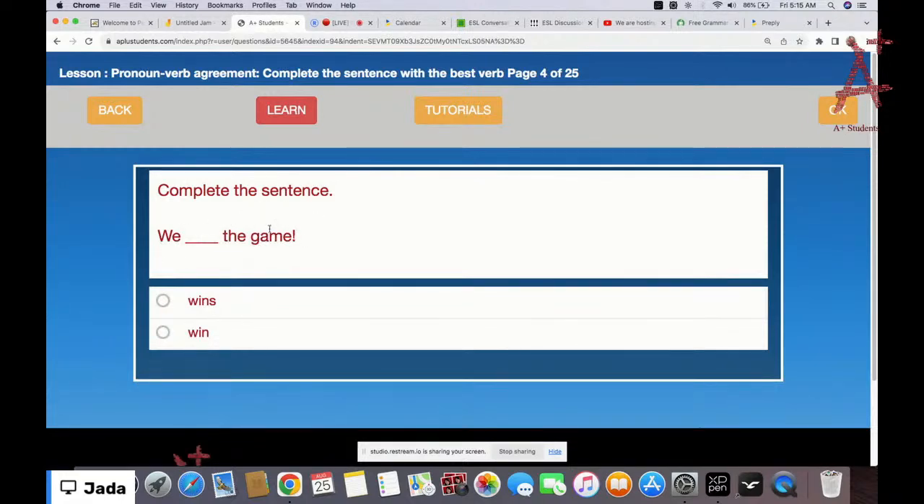So "we dash the game." "We" is what? More than what? More than one. So we win the game, because you cannot say "wins," right? You cannot add S to plural. It's only "win." We win the game.